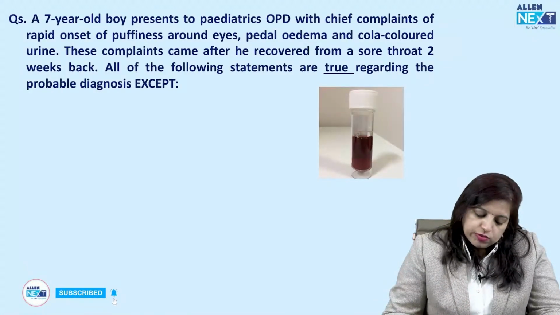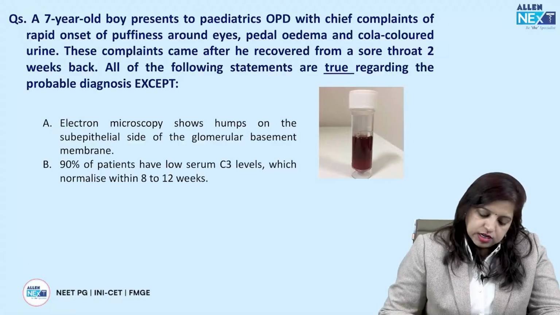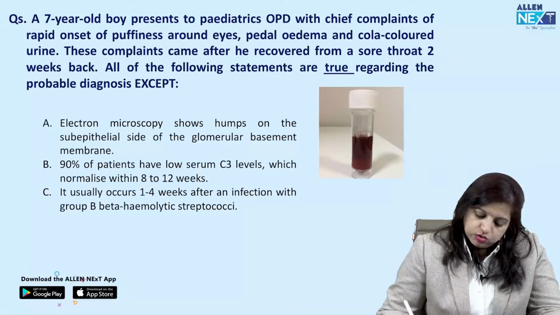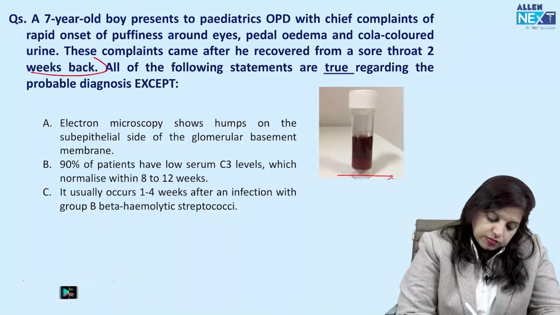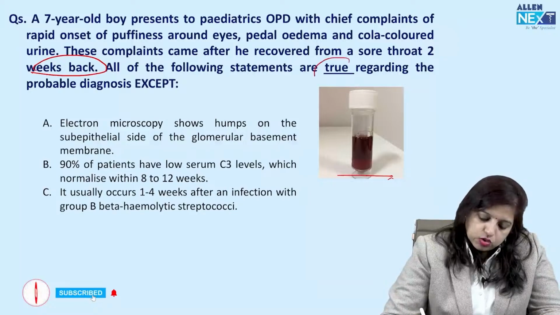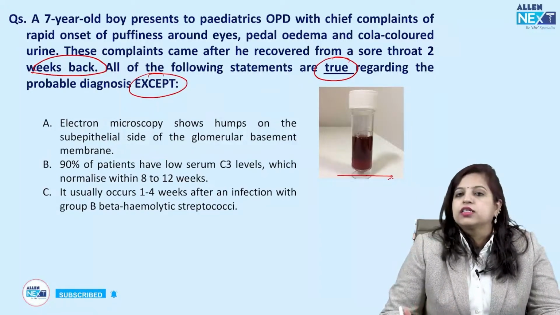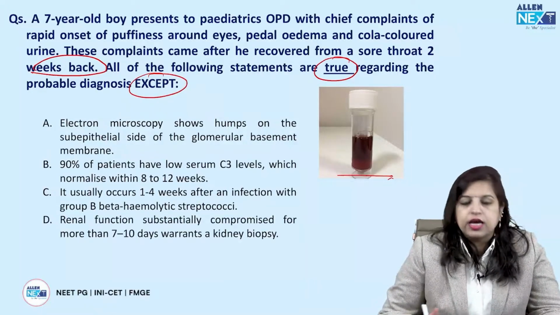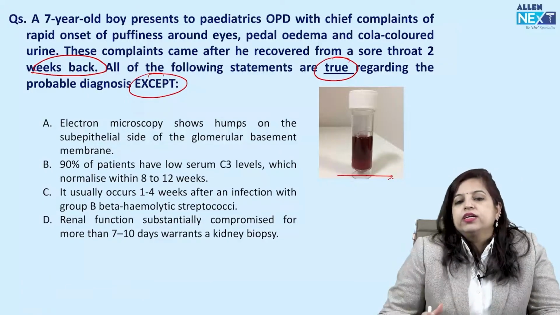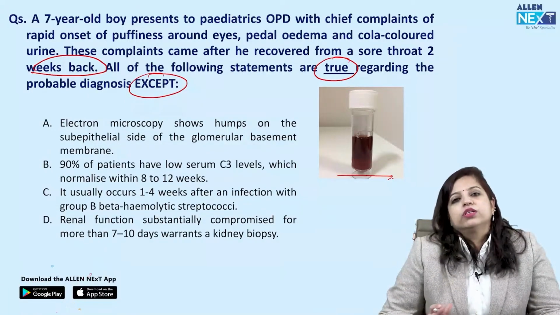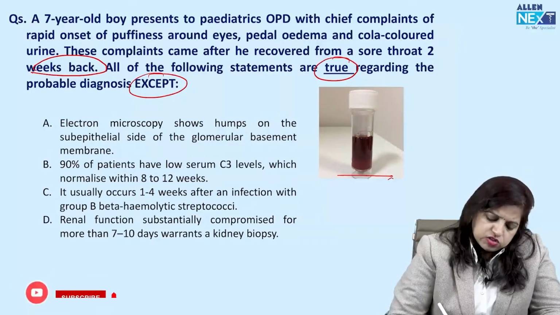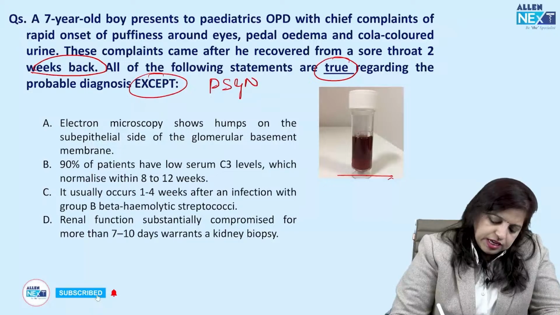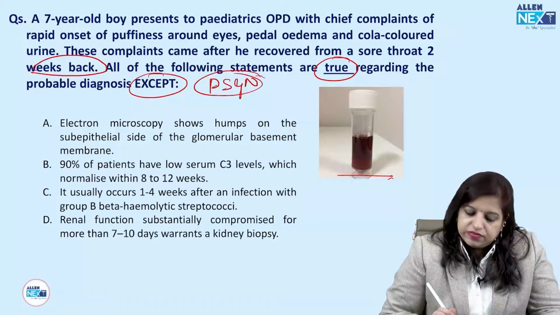Okay, a 7-year-old boy presents to the pediatric OPD with chief complaints of rapid onset of puffiness around the eyes, pedal edema and cola-colored urine, after he recovered from a sore throat 2 weeks back. All of the following statements are true except, regarding the probable diagnosis. So first tell me what is the diagnosis. Yes, you guessed it right. If you have a 2 weeks gap between the sore throat and the child coming up with cola-colored urine, my diagnosis straight away becomes PSGN, post-streptococcal glomerulonephritis.